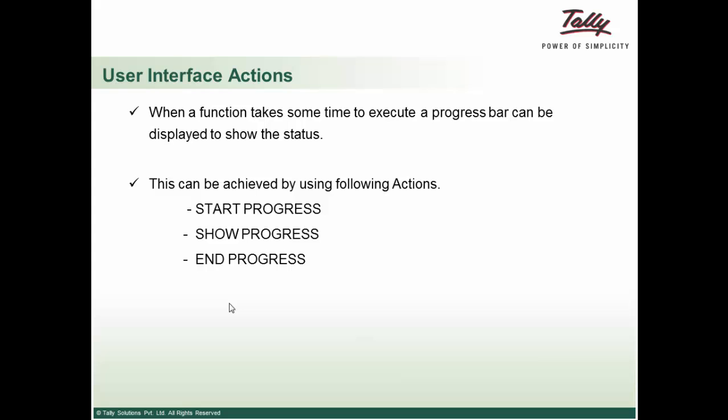User interface actions. When a function takes some time to execute, a progress bar can be shown. At times we don't know what is happening, and the user simply tries to terminate the application by switching to end task and say end program or end application, and tries to kill the application when it is actually trying to perform some actions. We can show a progress bar to the customer, which will help the user to understand whether there is an action being performed or not.